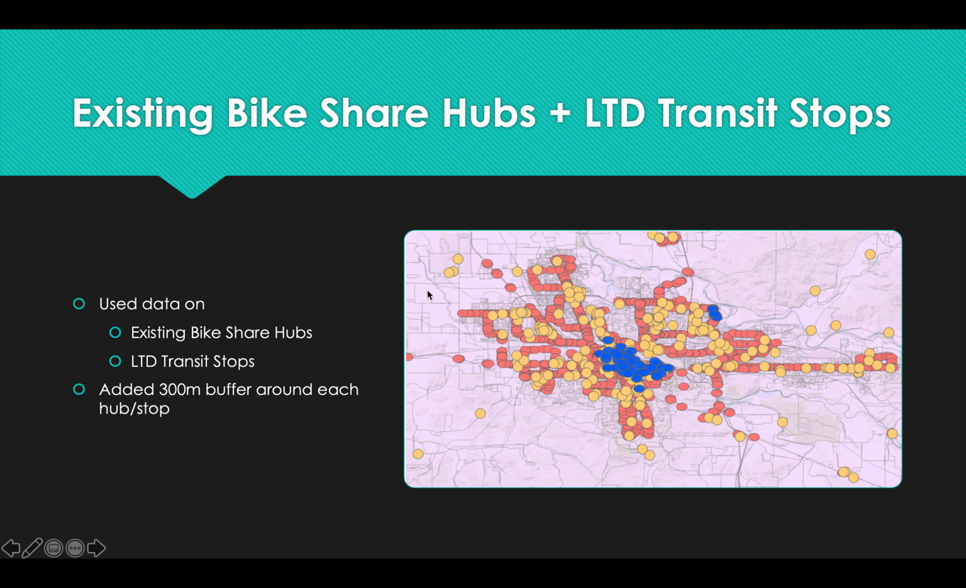Then I used data on existing bike share hubs and LTD transit locations, and I added a 300-meter buffer around each hub or stop, and you can see that layer here. We have blue is popular amenities, orange is existing hubs, red is LTD transit stops.